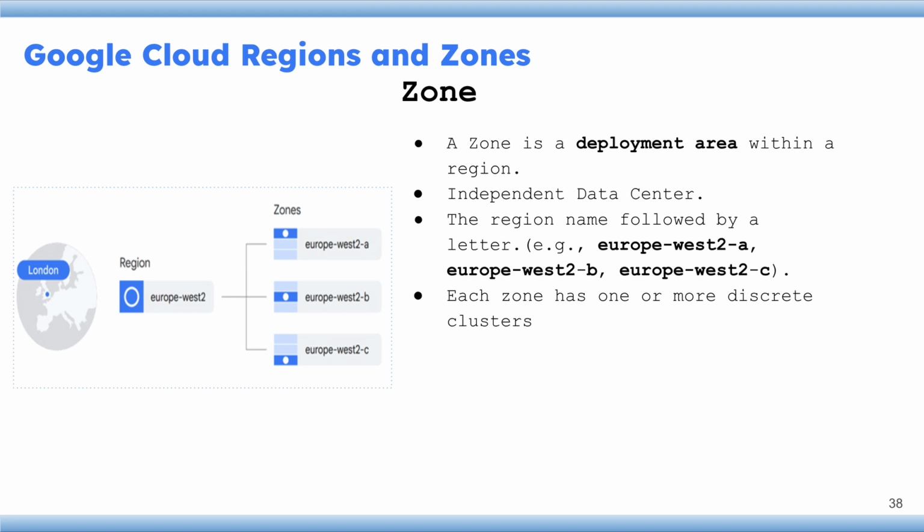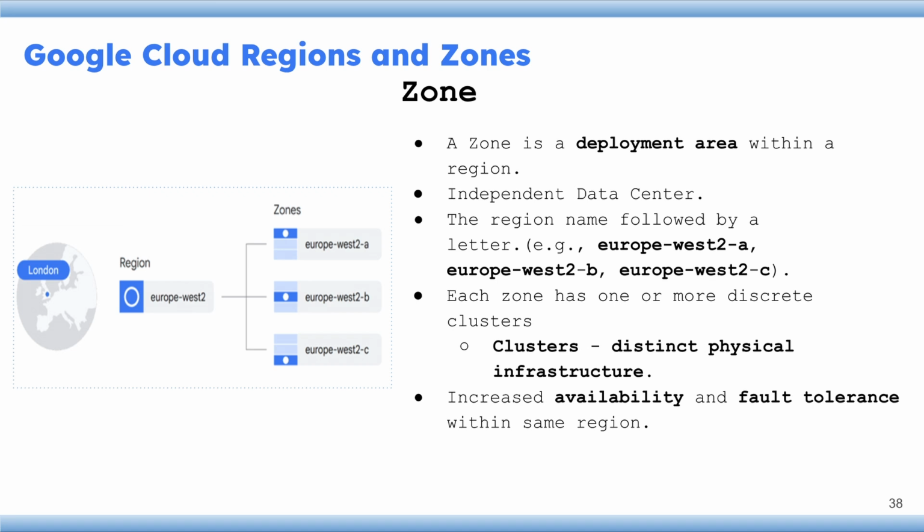other will remain operational. This gives increased availability and fault tolerance within the same region. Zones in a region are connected through low latency links and extremely high bandwidth. The round trip time between zones in the same region is less than 1 millisecond. So this is what a zone is.